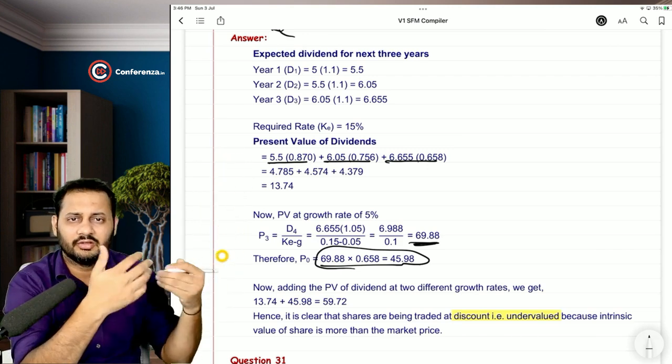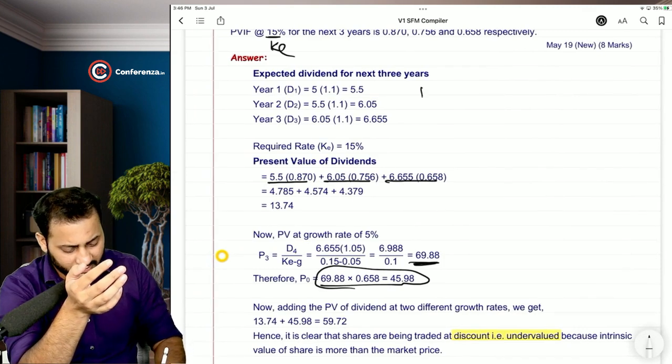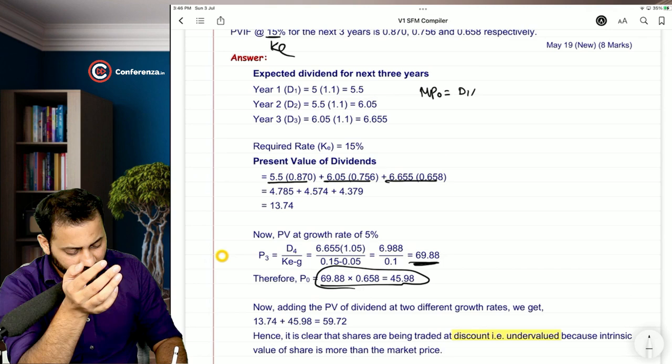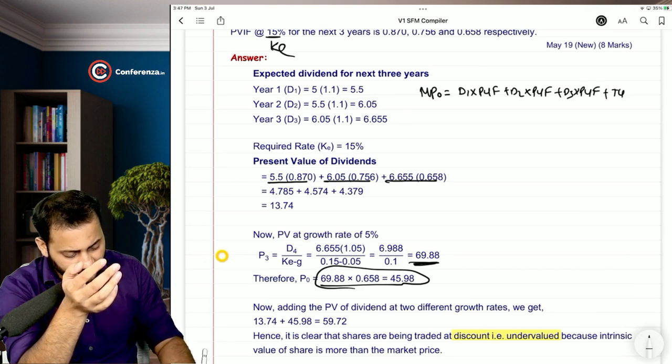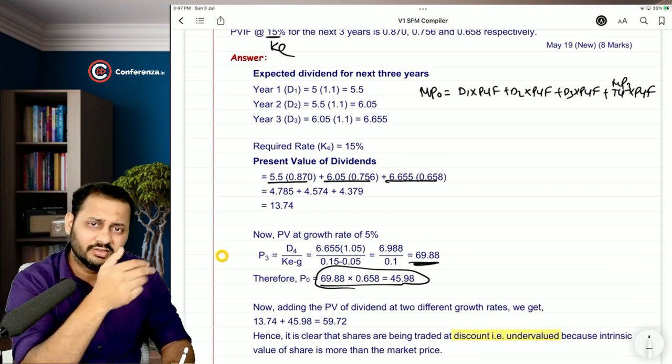This is going to take a lot of time. Instead, you can simply write down like this. MP0 is equal to D1 into present value factor plus D2 into present value factor plus D3 into present value factor plus terminal value, or MP3 into present value factor. So do it in one equation itself.